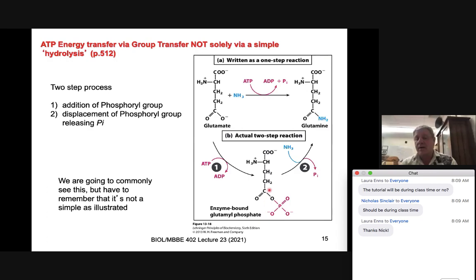enzyme-bound component, very short-lived, very highly reactive, to give us this leaving group. And this leaving group is going to then present a chemical environment that allows the lone pair of electrons on the nitrogen to attack this carbon constituent to give you the glutamine component through the displacement and the leaving of the inorganic phosphate.